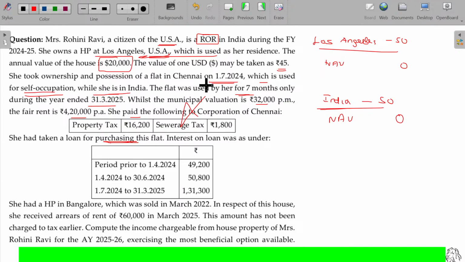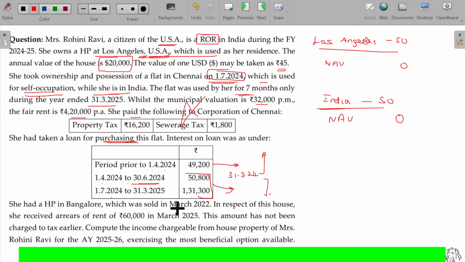When she completes the purchase in 2017-24, then on which date does the pre-construction period end? 31st March 2024. Up to this is called the pre-construction period. Thereafter it is the post-construction period. Prior period up to 1-4-24, up to this period is called the pre-construction period. After the construction, up to the year end, these two will be considered post-construction only. To confuse you, this term is used.